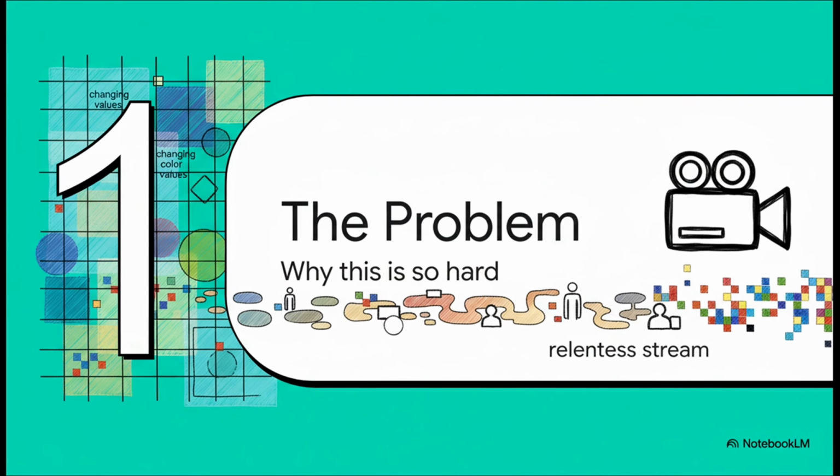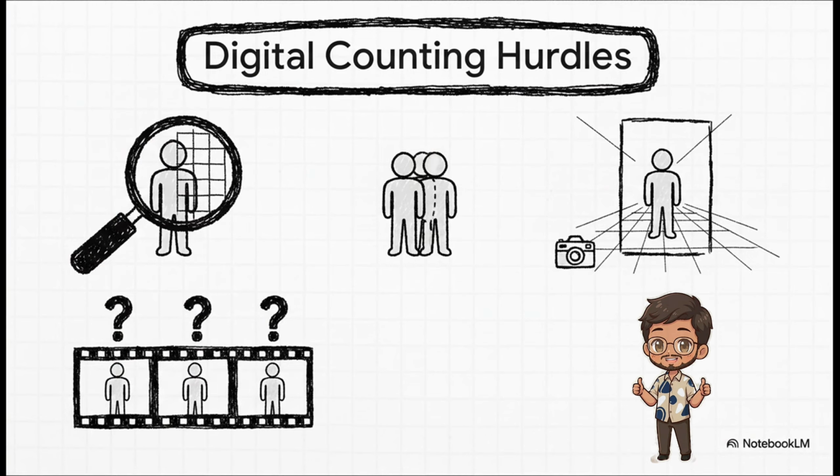All right, section 1, the problem with counting. So yeah, why is this so hard for machines when it's second nature for us? You have to remember, when a computer looks at a video feed, it's not seeing people and things. It's just seeing a massive, relentless stream of changing pixel colors on a grid. That's it. And that leads to some major hurdles. I mean, first off, the computer just sees pixels, not actual objects. So how does it learn that this blob of pixels is a person?